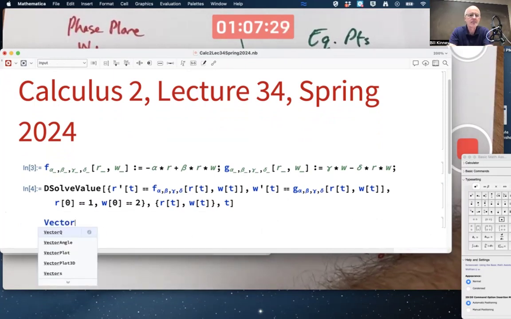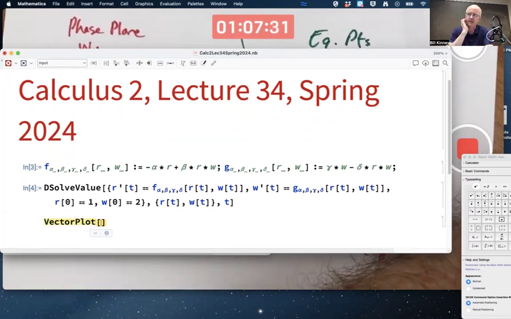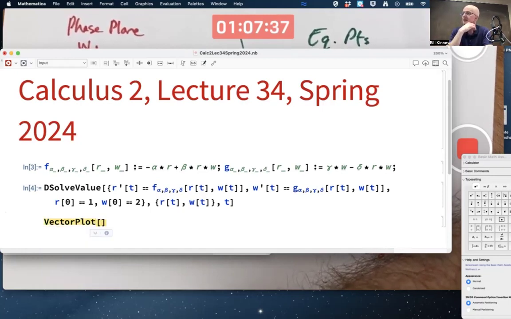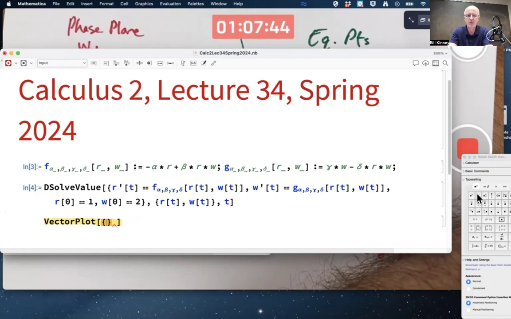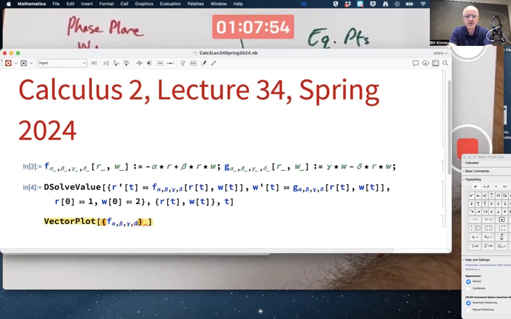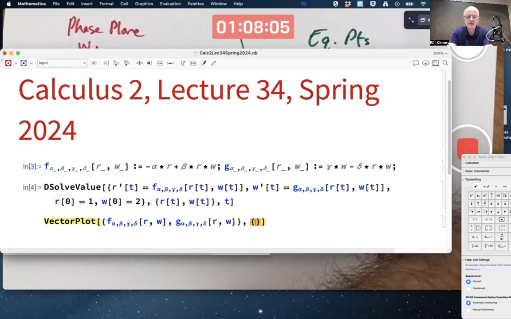But we can make the vector field, which is a generalization of the slope field. With slope fields, we put a 1 comma the right-hand side function, but we don't do that here. We put both right-hand sides, the F for the first one, and then the G for the second one. No underscores anymore, no T's anymore. R goes from, say, negative 0.5 to 5 or something. W goes from negative 0.5 to 5.